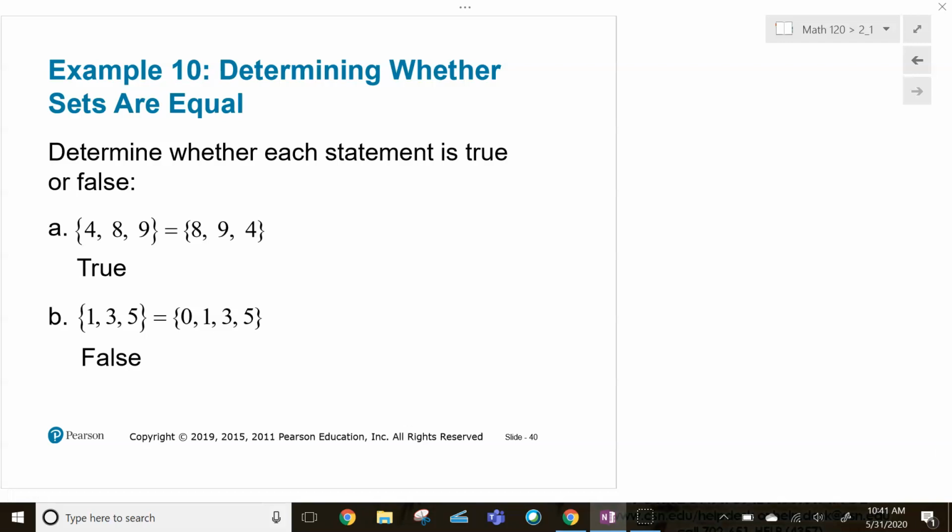We've covered all objectives. Talked about 3 methods to represent sets: our roster method, our word description, our set notation. We talked about the symbols element of, not an element of. We talked about natural numbers, the counting numbers, cardinality. We talked about equivalent sets, finite and infinite sets, and we also talked about equal sets.